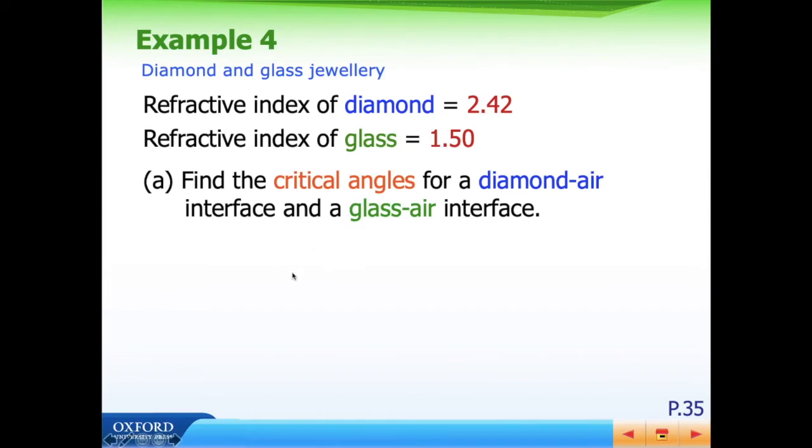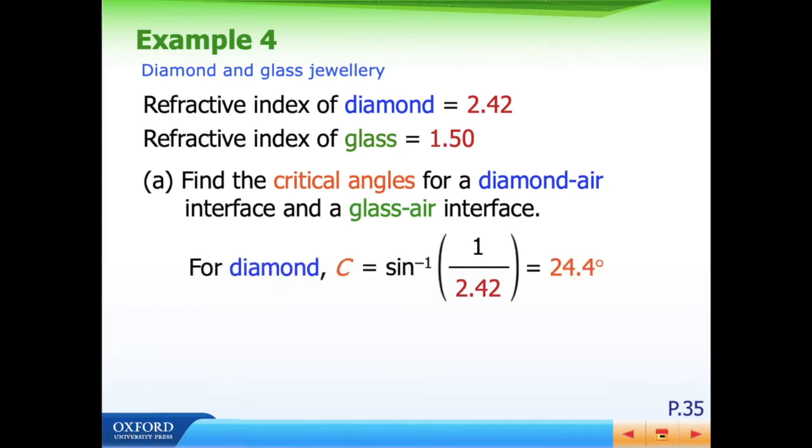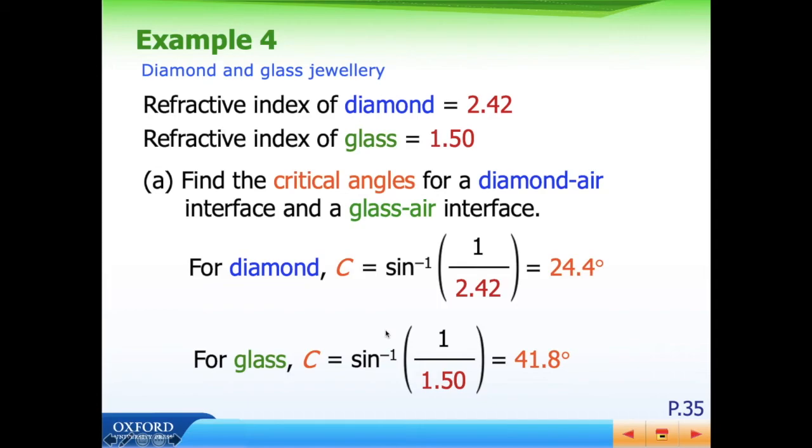So to calculate the critical angle, we have the following solution. For diamond, the critical angle is equal to sine inverse of 1 divided by 2.42, and the angle is equal to 24.4 degrees. While for glass, the critical angle is equal to the sine inverse of 1 over 1.50, and the critical angle is equal to 41.8 degrees.